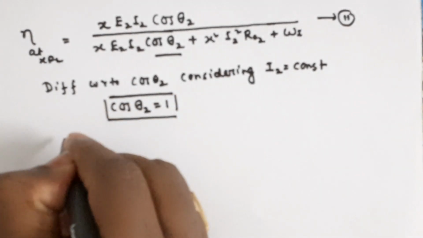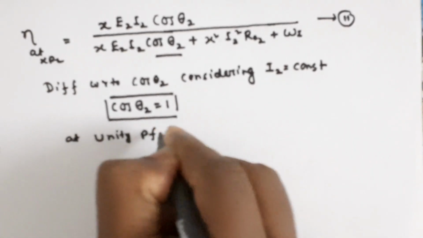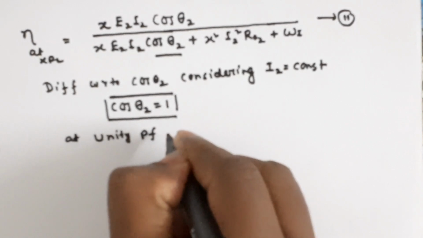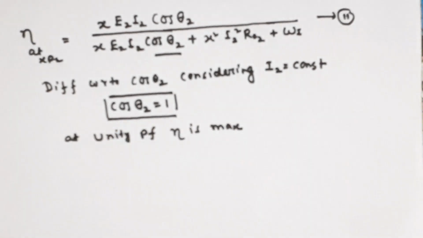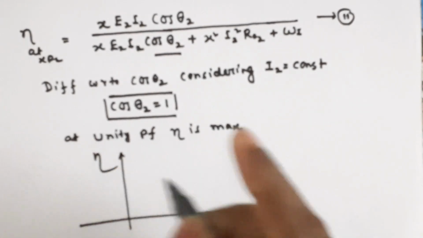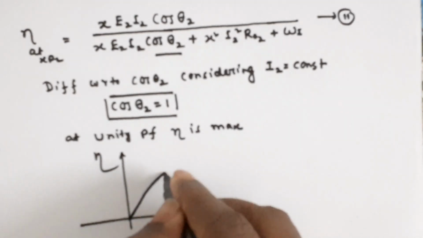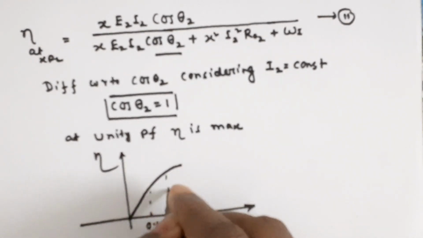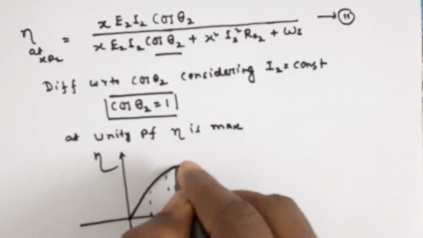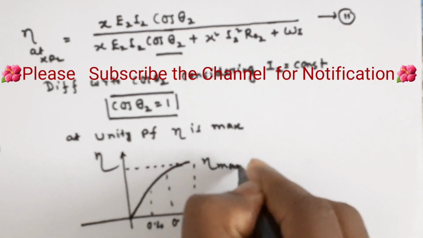That means at unity power factor or resistive load, the efficiency is maximum. If I draw the efficiency versus power factor, then as the power factor increases, efficiency also increases like this. This is 0.4, this is 0.6, and this is 1, and here is the maximum efficiency.